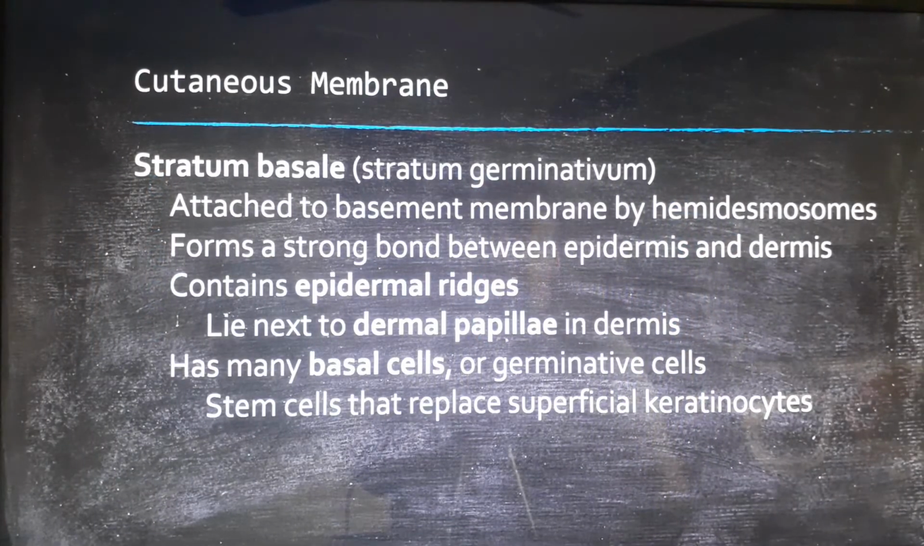Now we're going to talk about each of these layers and why they are named what they are and what their characteristics are. So, stratum basal, you can hear the word base in there. This is the basal layer. This is one layer, one row of cells, and these are basically the stem cells for your epidermis. So these are constantly undergoing mitosis and dividing.